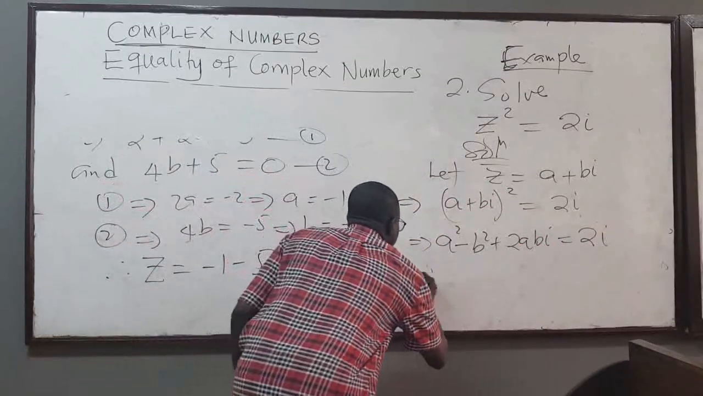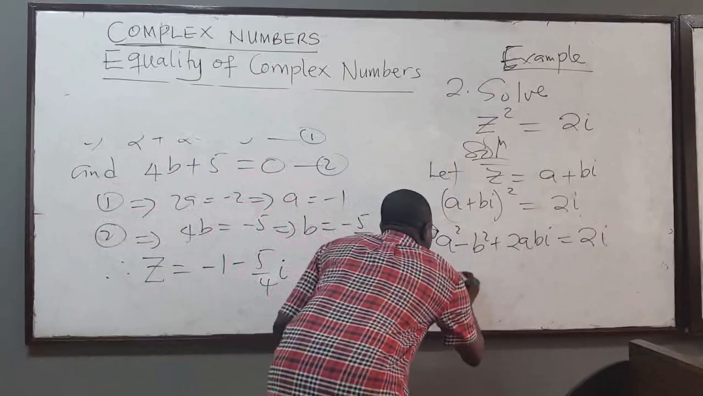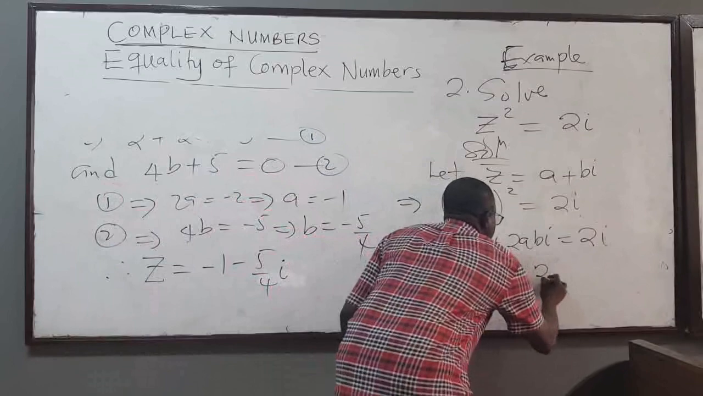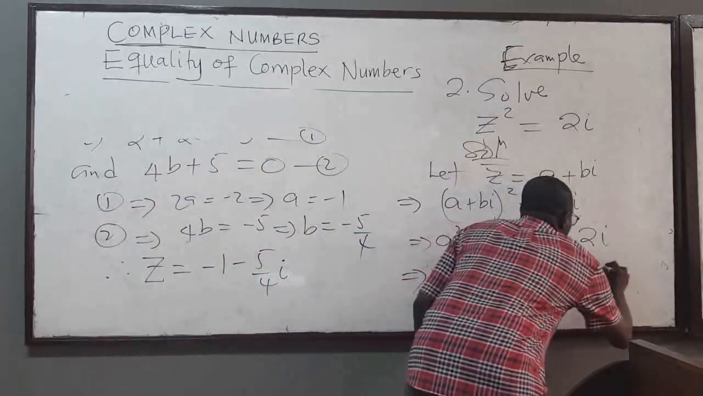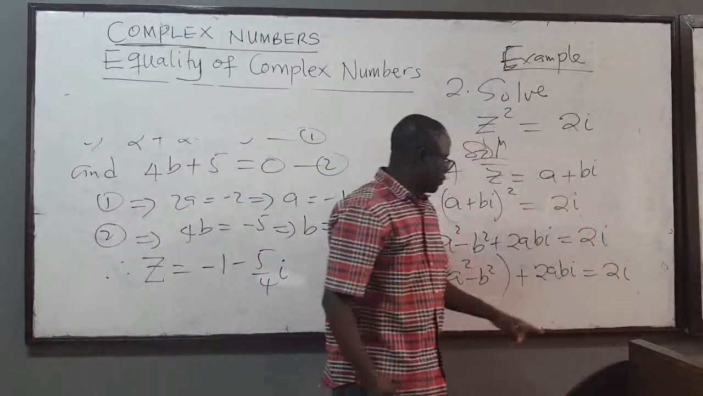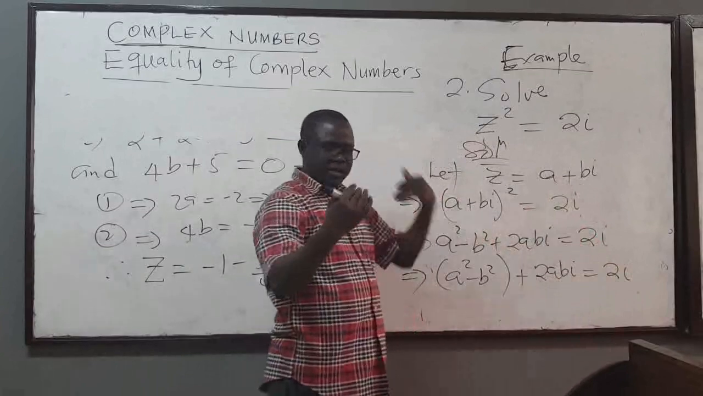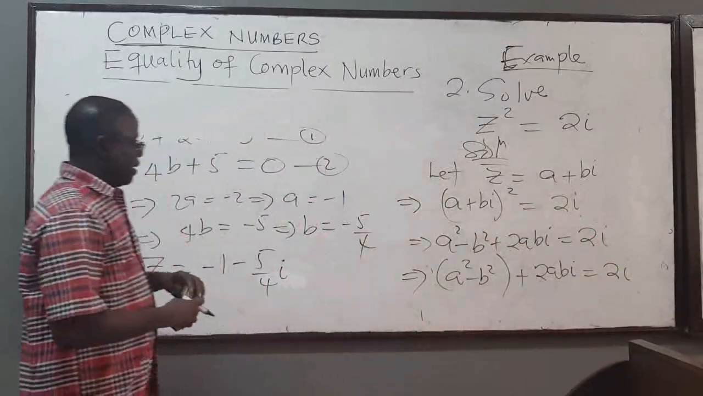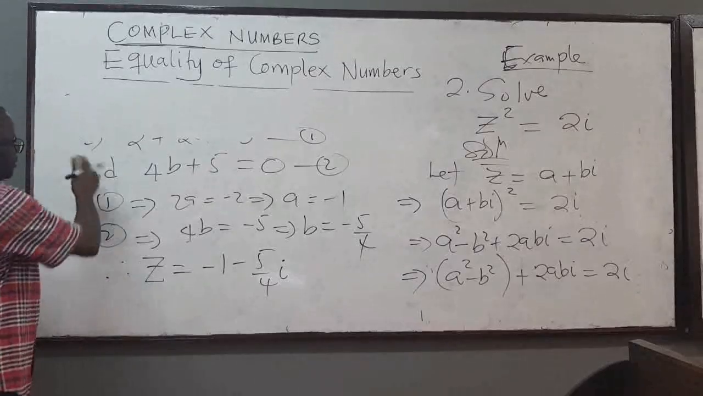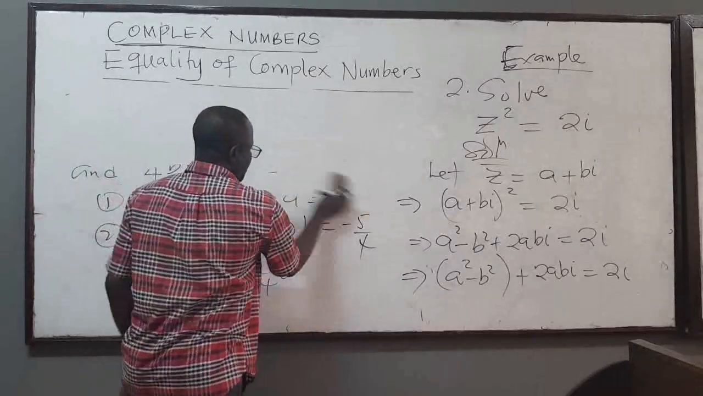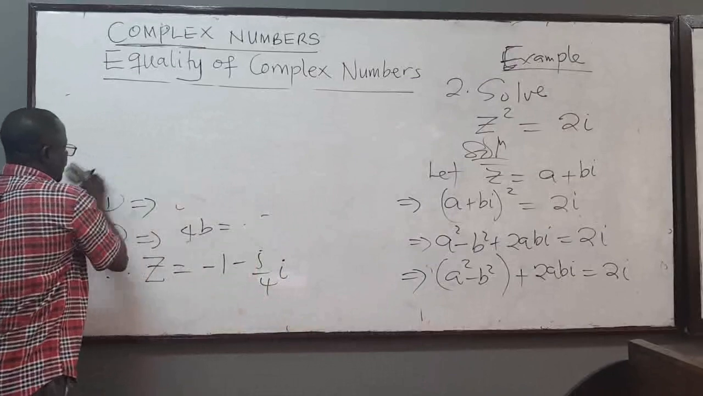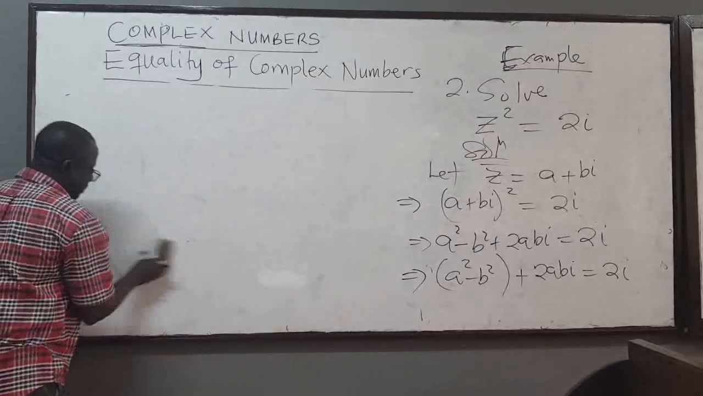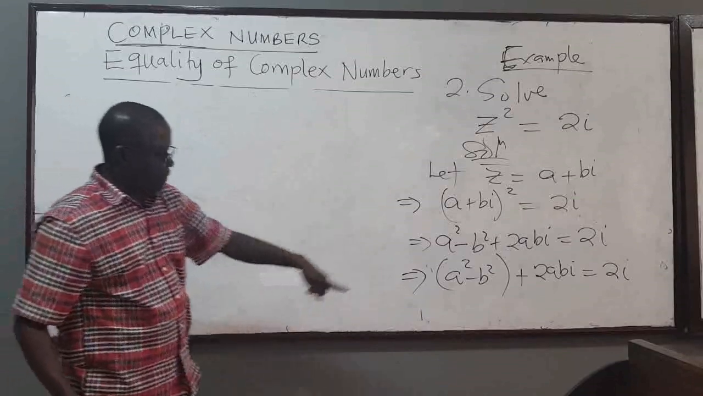We can do the same thing as we did before, right? We can group the real part: a squared minus b squared plus 2abi is equal to 2i. I mean, there are various ways. You can bring this in here and solve it as we did before. As long as you're consistent, you're good. Okay, so now we apply the equality of complex numbers.